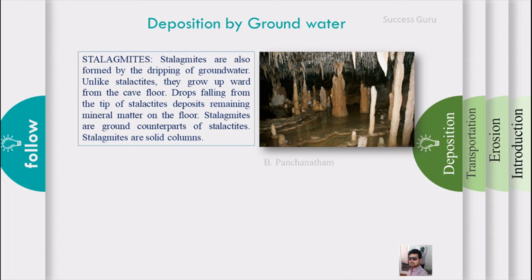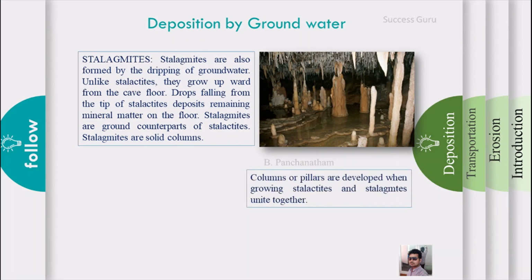Drops falling from the tip of the stalactite deposit remaining matter on the floor. The stalagmites are the ground counterpart of the stalactites, and the stalagmites are actually a solid column, whereas the stalactites are hollow cones. The columns or pillars are developed when a growing stalactite and stalagmite unite together. So this image shows the columns, and here are the stalactites, and these are the stalagmites.